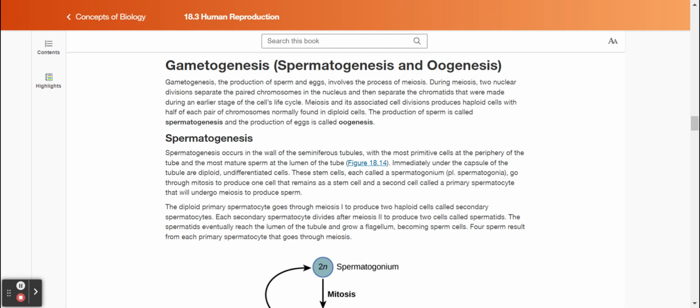Meiosis and its associated cell divisions produce haploid cells with half of each pair of chromosomes normally found in diploid cells. The production of sperm is called spermatogenesis, and the production of eggs is called oogenesis.